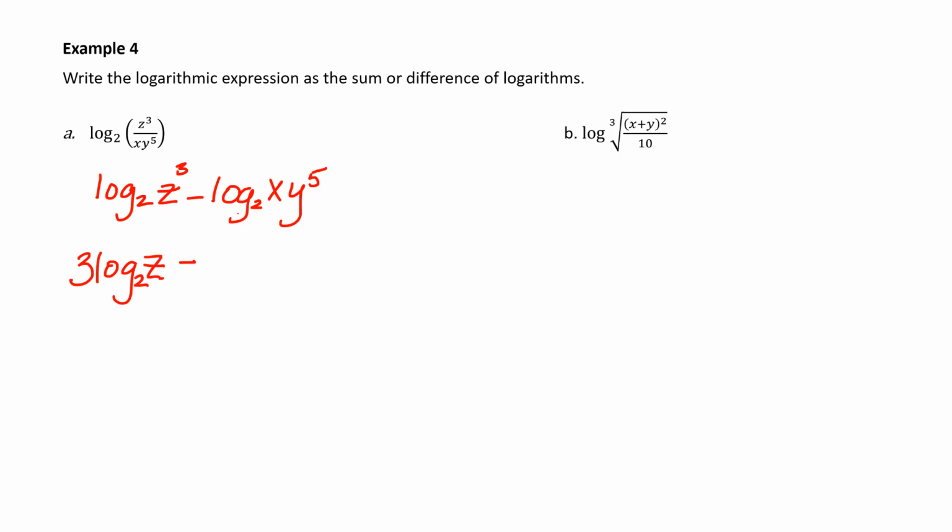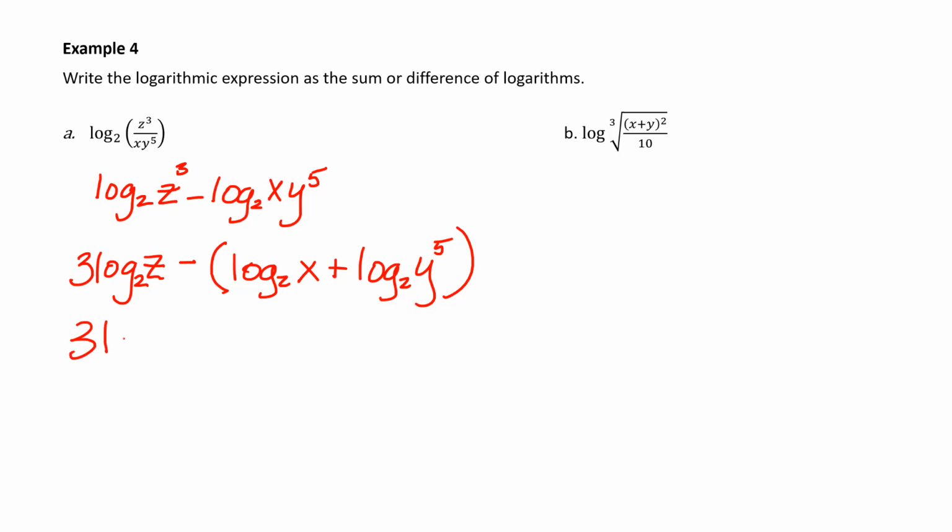Now, this log, the second one, is a product of x and y to the fifth. So we're going to go ahead and write that as the sum of 2 logs, but we need to put it in parentheses because we have a minus sign here in front of the log, and that's going to need to be distributed. So we can rewrite that as log base 2 of x plus log base 2 of y to the fifth.